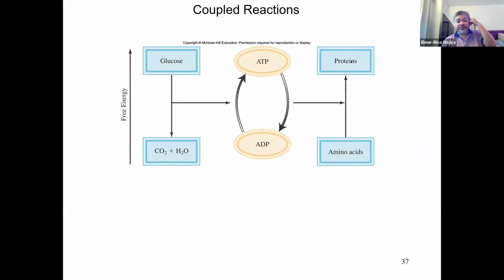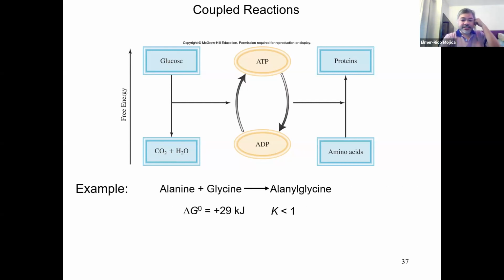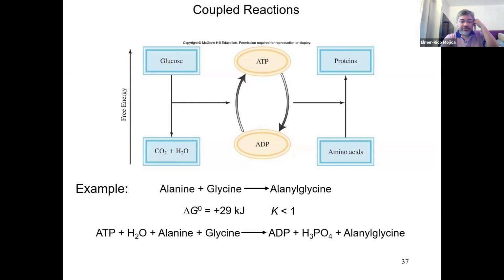Now, amino acids forming protein is a non-spontaneous process, but you can make it spontaneous by taking advantage of the breakdown of the glucose here into CO2 and H2O. So this is, we could say, what is happening. Alanine-glycine is going to need around 29 kilojoules, so the kJ is less than one. But if you couple it with the ATP, you're going to get an energy of around negative two, which is enough for the reaction to take place.